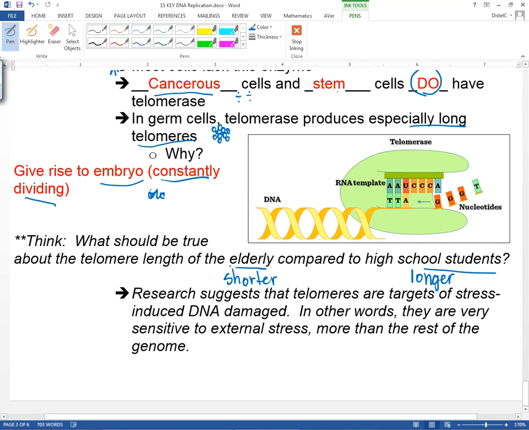But here is something to consider. If you need a reason to relax, stress can target your telomeres. Research suggests that telomeres are targets of stress-induced DNA damage. In other words, they are very sensitive to external stress, more than the rest of your genome. You've heard that saying that if you're too stressed out, you're not going to live as long? There may actually be truth to that.